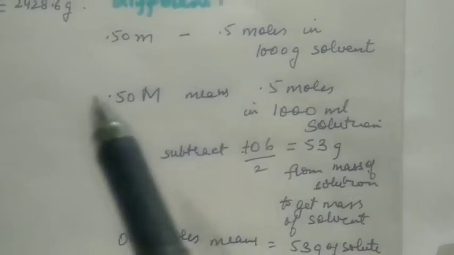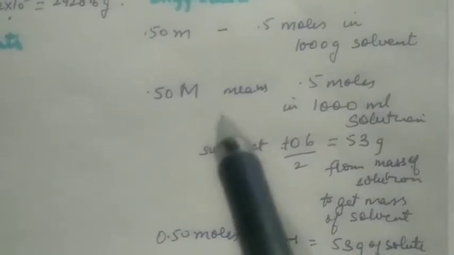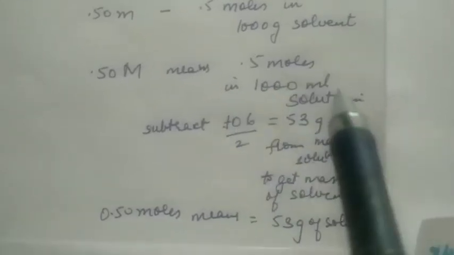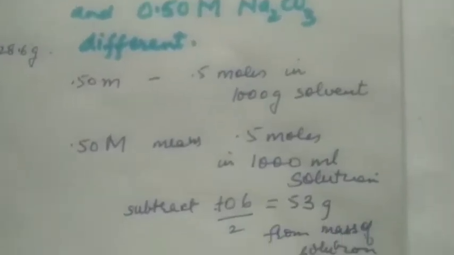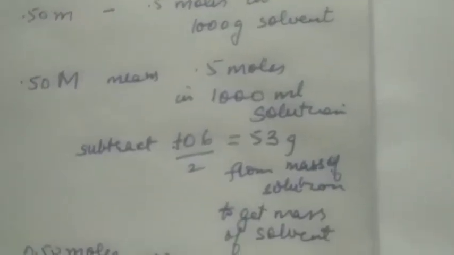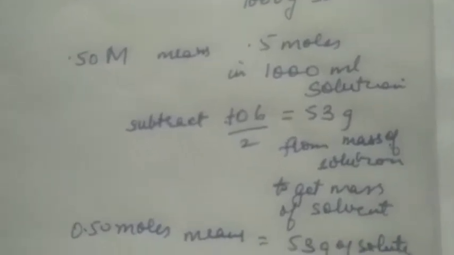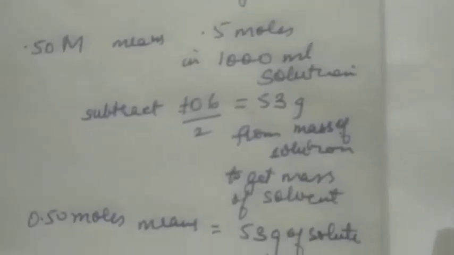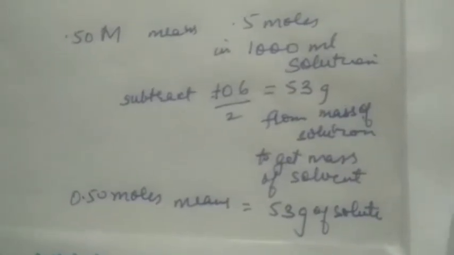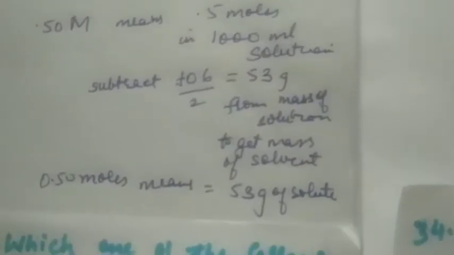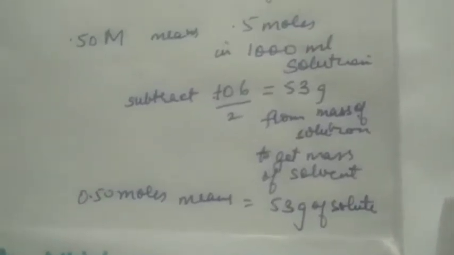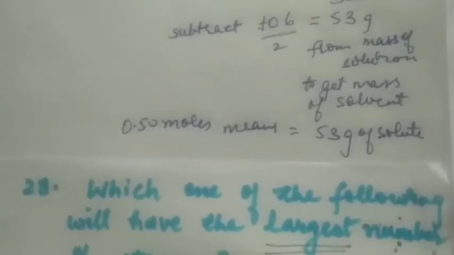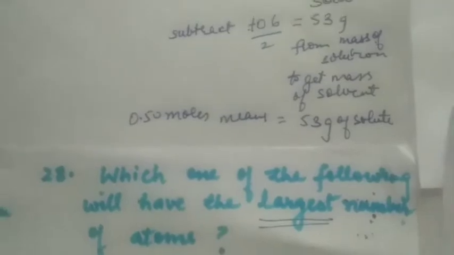0.50 molal means 0.5 moles in 1000 grams of solvent. 0.50 molar means 0.5 moles in 1000 milliliter of solution. Now 0.5 moles means mass will be 53 grams. So from 1000 grams of solution you subtract 53 grams to get mass of solvent. So 0.50 mole will mean 53 gram of solute.